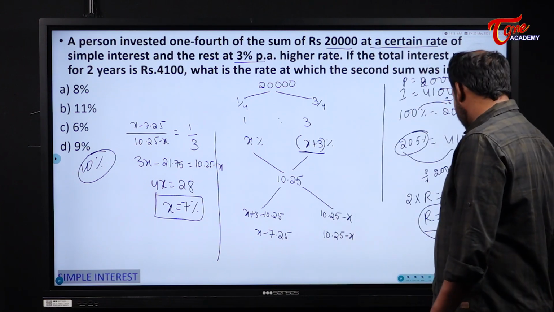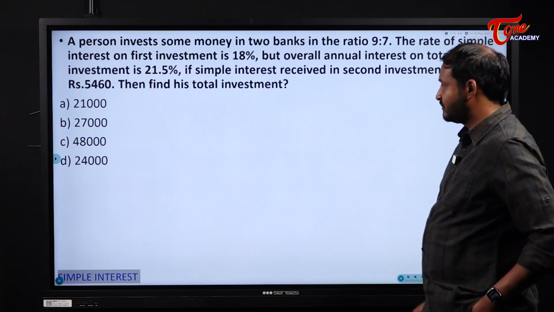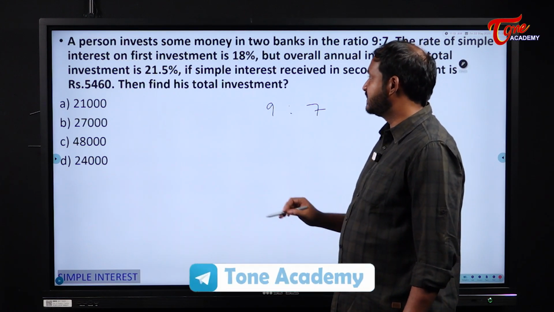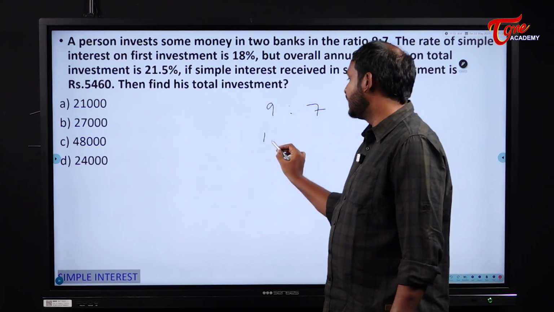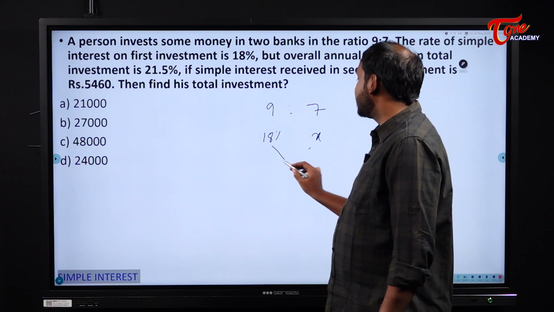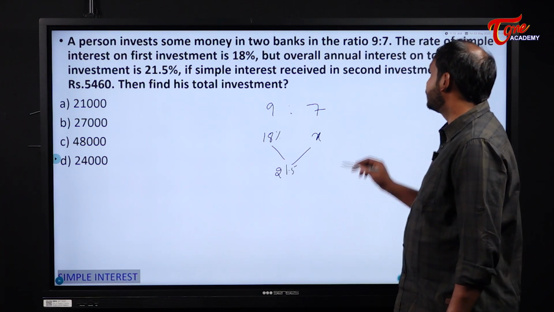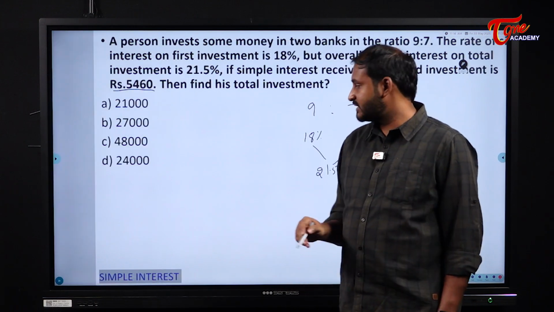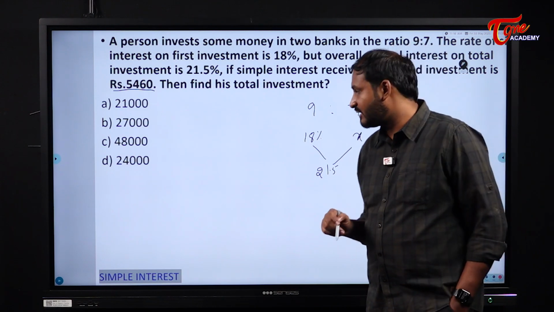Okay. Right. Next one. A person invests some money into two banks in the ratio 9:7. His investment is 9:7. The rate of simple interest on the first investment is 18%, but the overall annual interest on the total is 21.5. That means on the first he is getting 18% and on the second we don't know. And overall he is getting 21.5%. First of all, we will find the second investment's rate of interest.